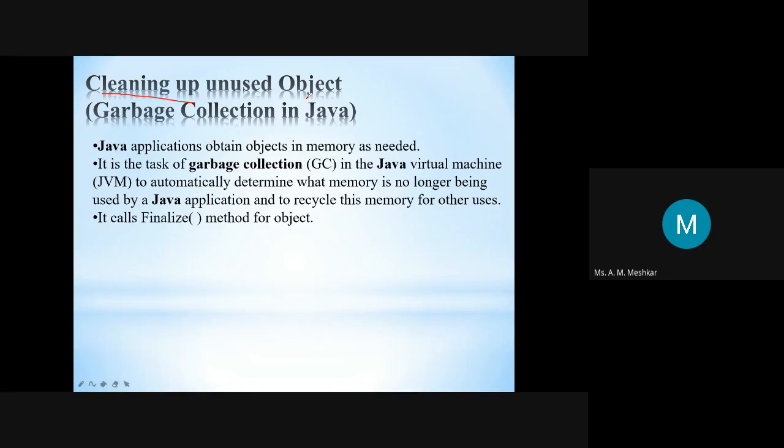Now, similarly, in Java we have one more provision: we don't have to explicitly delete the objects created. There is an automatic garbage collection system in Java, which runs every time to check the less referenced objects. It identifies them and calls the finalize method for that object. What is the job of the finalize method? The finalize method is used to free up the resources held by the object.